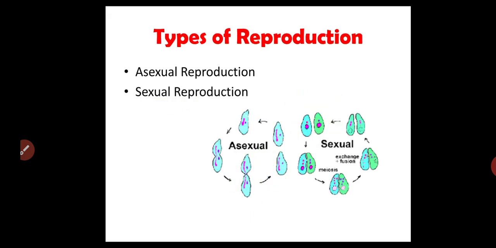So what are the two types of reproduction that plants undergo? Basically, plants undergo two types of reproduction, that is asexual reproduction and sexual reproduction. In asexual reproduction you need only one parent, whereas in sexual reproduction you need both male and female parents.